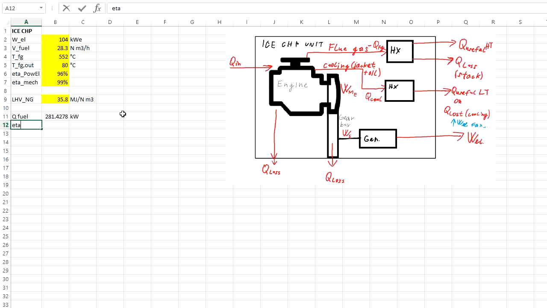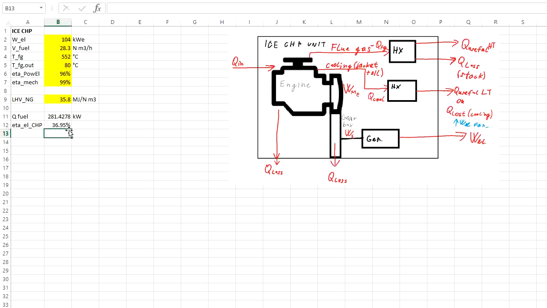From this we can get the net electrical efficiency of the system, because we have the electrical power output divided by the heat input, and we get the electrical efficiency as 37%. The parameters are taken from some relatively new engine, so you can see that it's close to the 33%, or 1/3, as I told you about the rule of thumb of conversion of the heat input into different products.